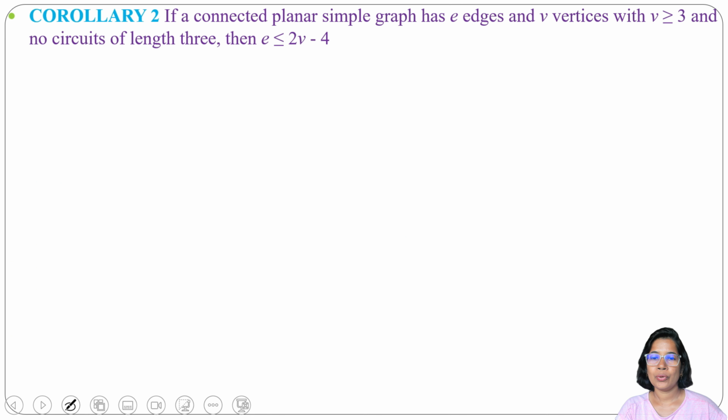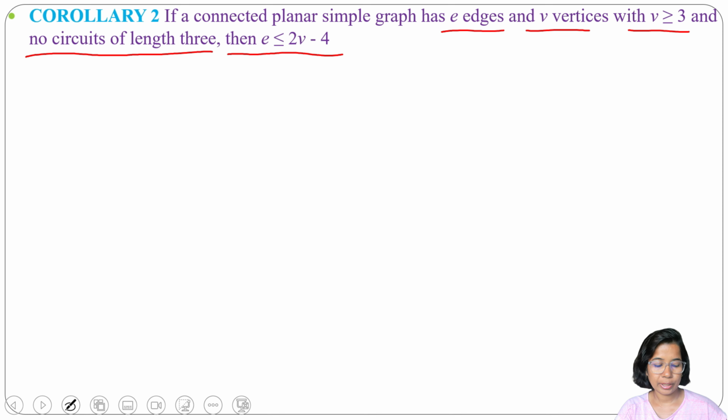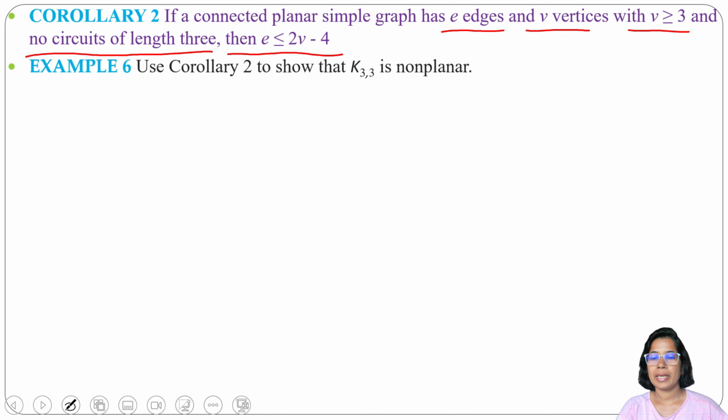Next, corollary 2. If a connected planar simple graph has E edges and V vertices with V greater than or equal to 3 and no circuit of length 3, or you can say no cycle of length 3, then E is less than or equal to 2V minus 4. You can prove it the same way as corollary 1. Now let's see one example.